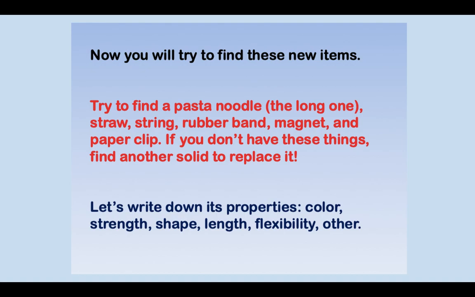Now you will try to find these new items in your home. Try to find a pasta noodle, you know, the long one that looks like a stick, a straw, a string, a rubber band, a magnet, and a paper clip. If you don't have one of these items, that's okay. Find another solid to replace it. Pause the video here so you can go look for your pasta noodle, your straw, your string, your rubber band, your magnet, and your paper clip.